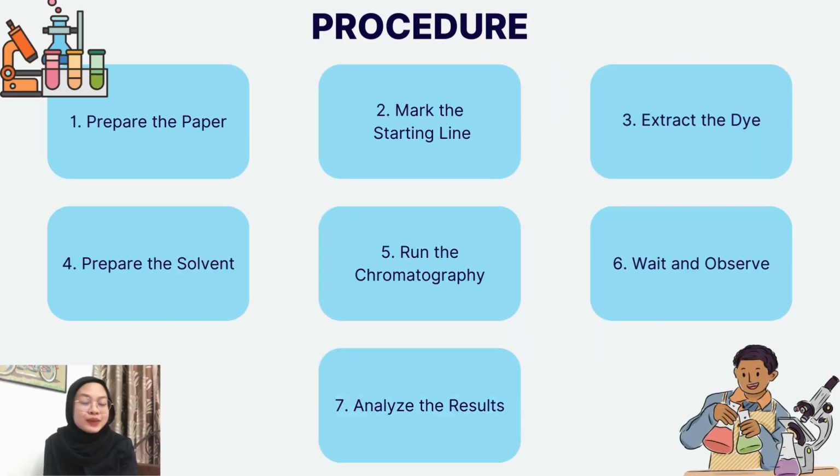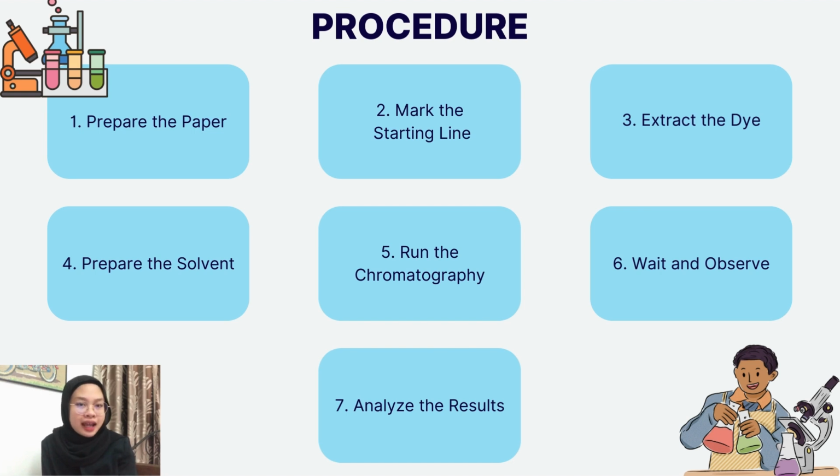So now let's get into the procedure for separating color in candy using paper chromatography. First and foremost, we need to prepare the paper. Cut the chromatography paper into strips, approximately 2 to 3 cm wide and long enough to reach from the bottom of the cup to its top. Secondly, mark the starting line. Using the pencil, draw a light line about 2 cm from the bottom of each paper strip. This will be the baseline where you will apply the candy dye. We don't use a pen as it has ink, which will disturb the process.